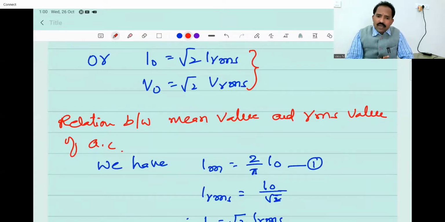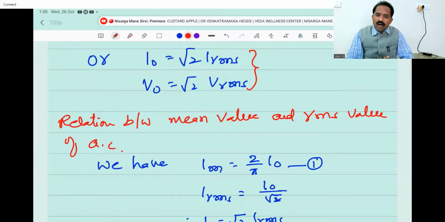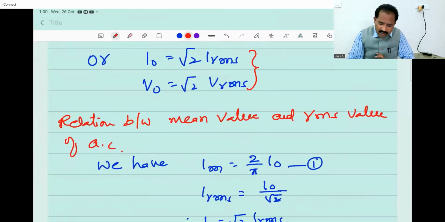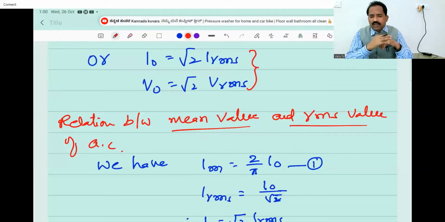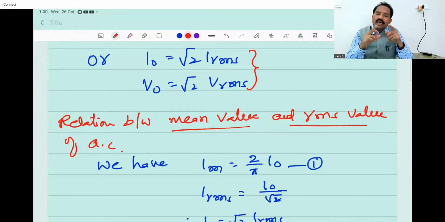I have given you the mean value, peak value and RMS value. Now they will ask for the relation between mean value and RMS value. So students, understand: many students try to memorize the equations, and it leads to some confusion. It is better to remember one equation and rearrange according to the question.